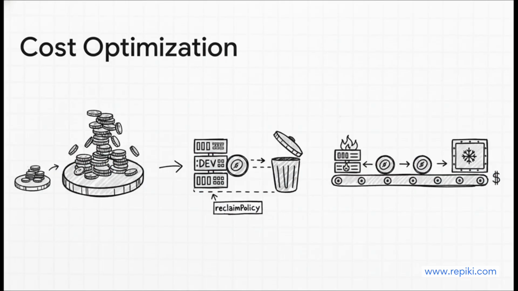And then, of course, there's the bill. We all want to save money, so here are my top 3 tips. 1. Use volume expansion to your advantage. Start small and grow. 2. For your dev and test environments, always use a reclaim policy of delete. You don't want to be paying for a bunch of forgotten disks. And 3, use lifecycle policies to move your old snapshots to cheaper archival storage.